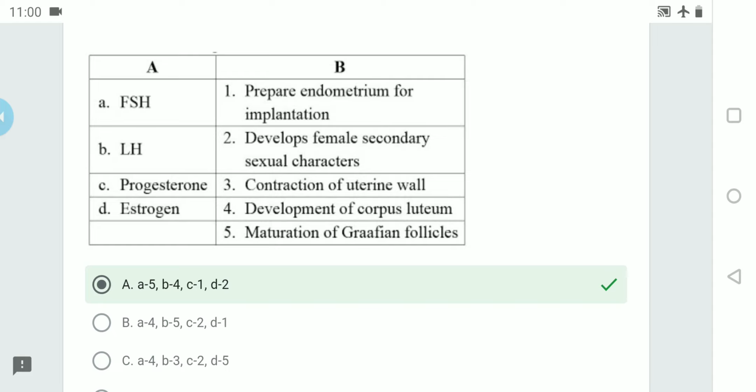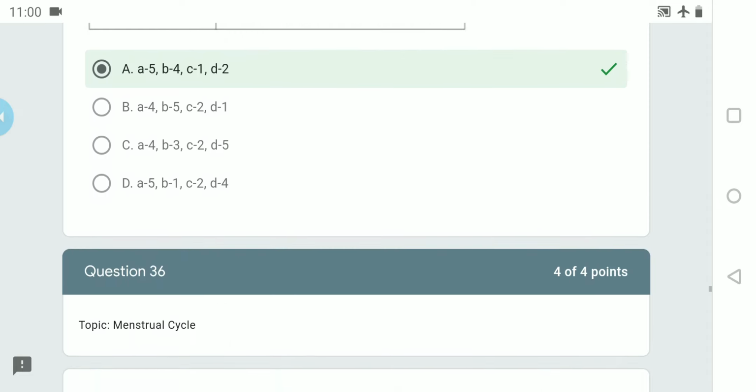Then what about progesterone? It will prepare the endometrium for implantation. Then estrogen, it develops female secondary sexual characteristics. Now you can identify which is the right answer. Yes, option A is the right answer. Did you get it?